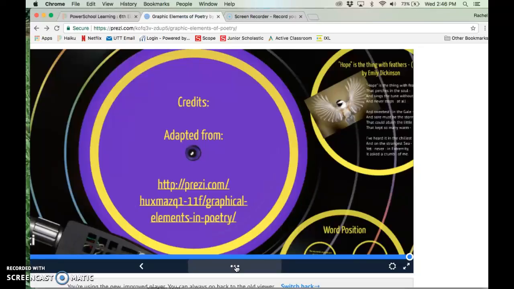Alright, so that's all about the graphical elements of poetry. Make sure you take good notes and you're ready to apply this in class.